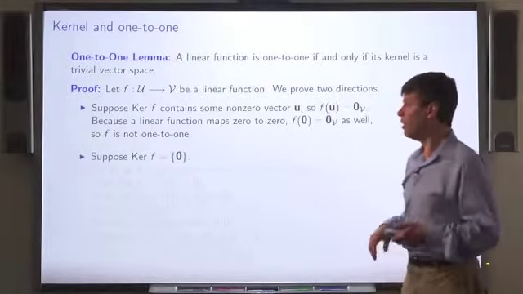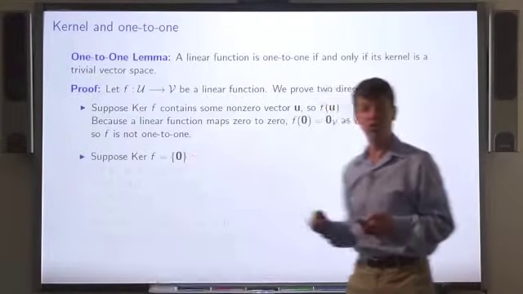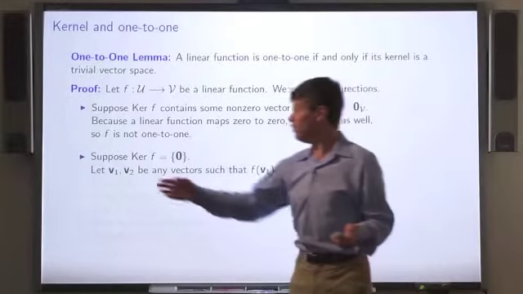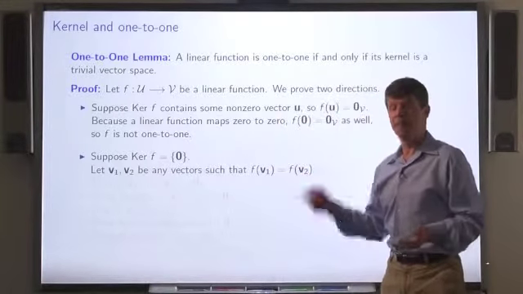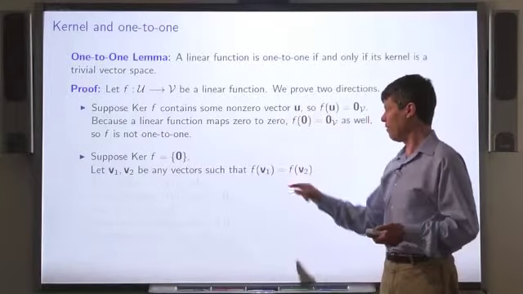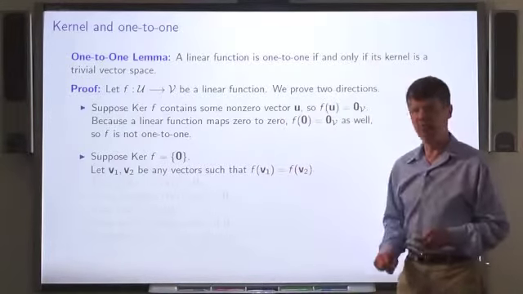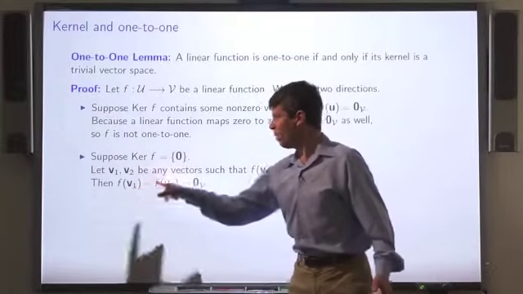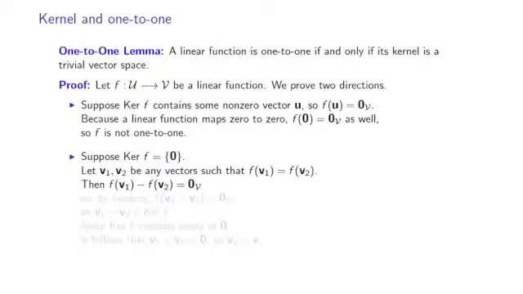Here's the second part. Suppose, on the other hand, that the kernel is trivial. It contains only the zero vector. And let v1 and v2 be any two vectors that have the same image under f. f of v1 equals f of v2. Moving this to the other side, we get f of v1 minus f of v2 is the zero vector. Then by applying a property of linearity, f of (v1 minus v2) is the zero vector. And that shows that v1 minus v2 is in the kernel of f.